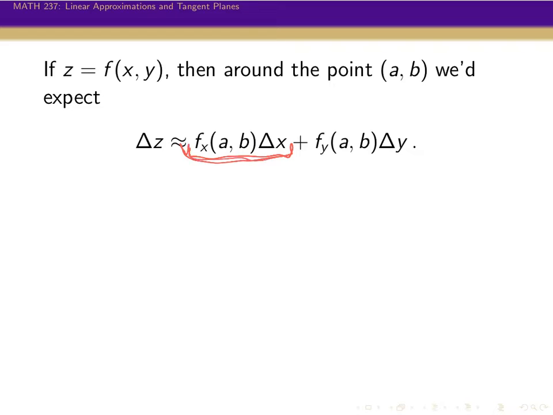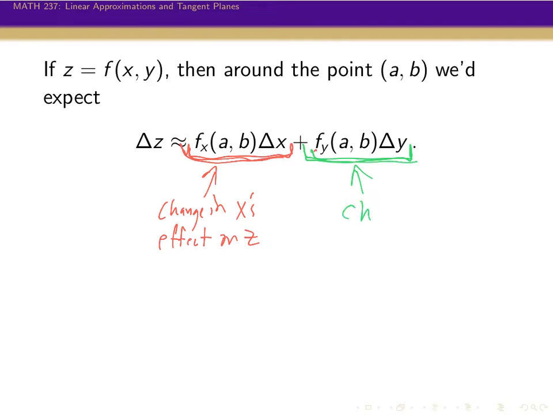And so this first term, the partial in terms of x times delta x, is talking about the change in x's effect on z. And then, let's change colors, the second term, the y term, is talking about the change in y's effect on z.